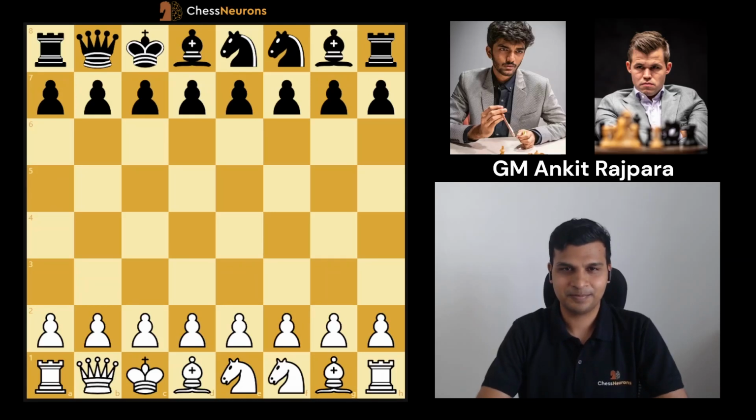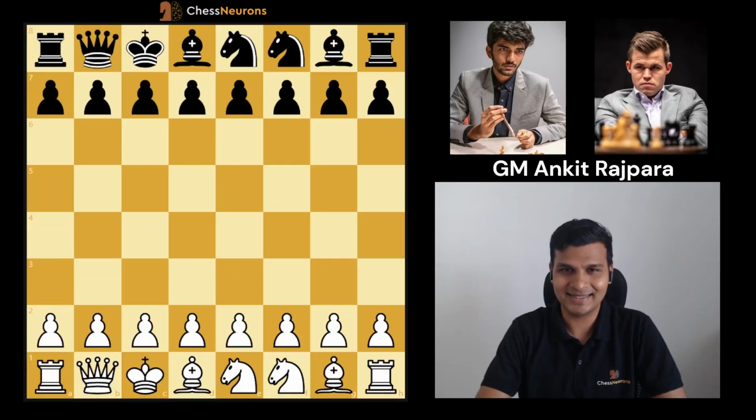Hello, chess Neurons. In this video, I'll be discussing a game between Gukesh versus world number one Magnus Carlsen from the 2024 Freestyle Chess GOAT Challenge. This is a rapid game played in Chess 960 format.